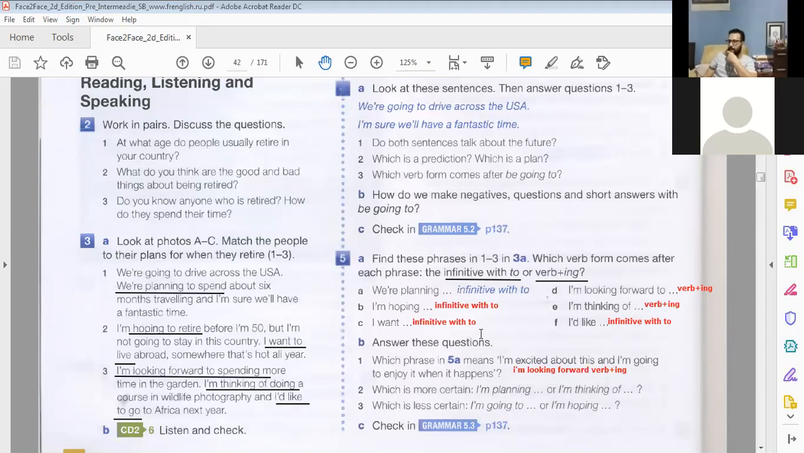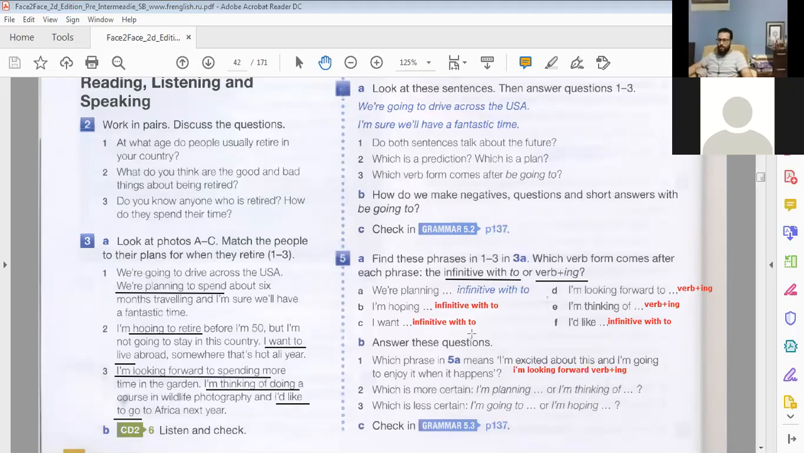Yes. Okay. Now, number 2, which is more certain? I'm planning or I'm thinking of? Maybe I'm planning. I'm thinking of. What does it mean, certain? Certain, something you're sure to do. Correct. Something you're sure about. Yes, when you're sure about something, it means you are certain about it.